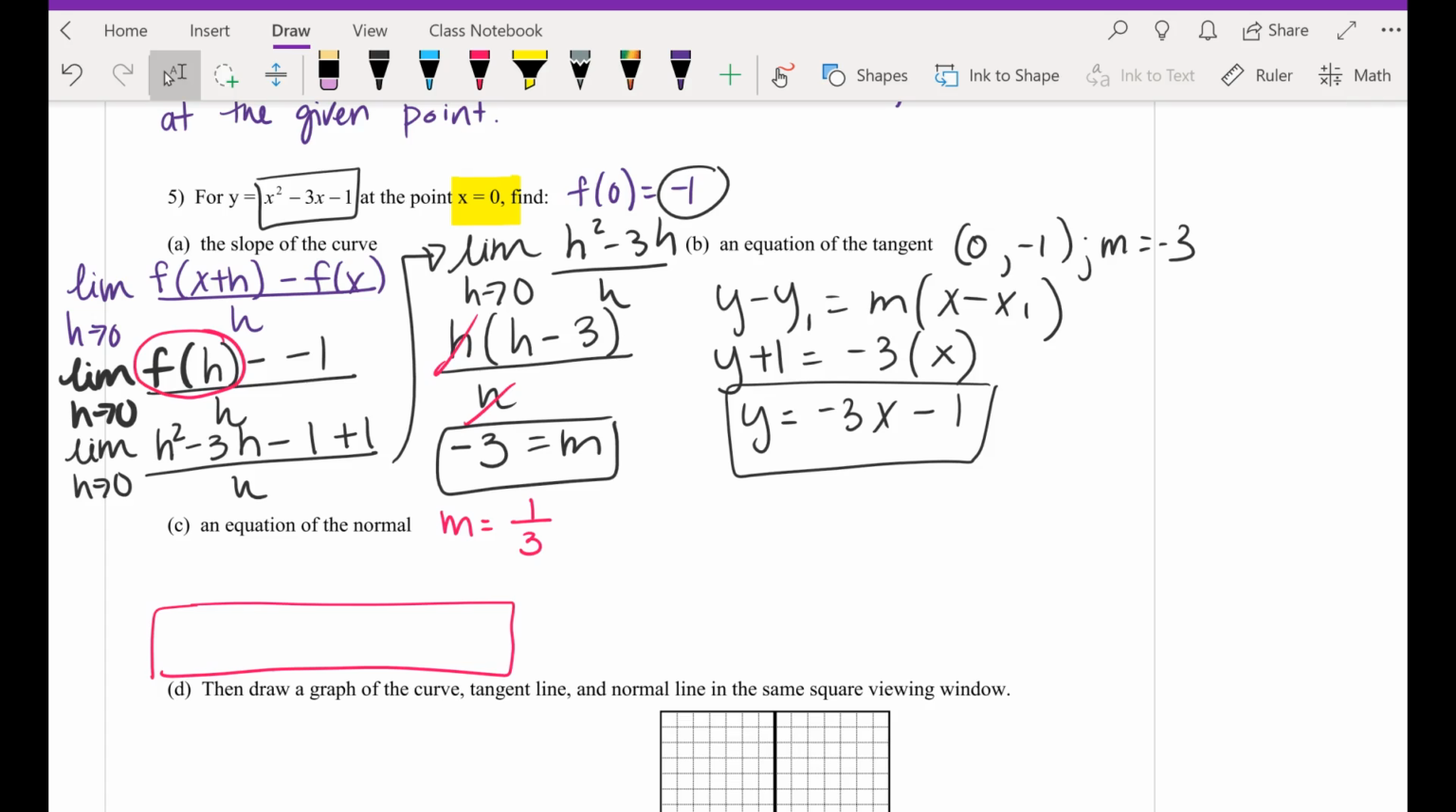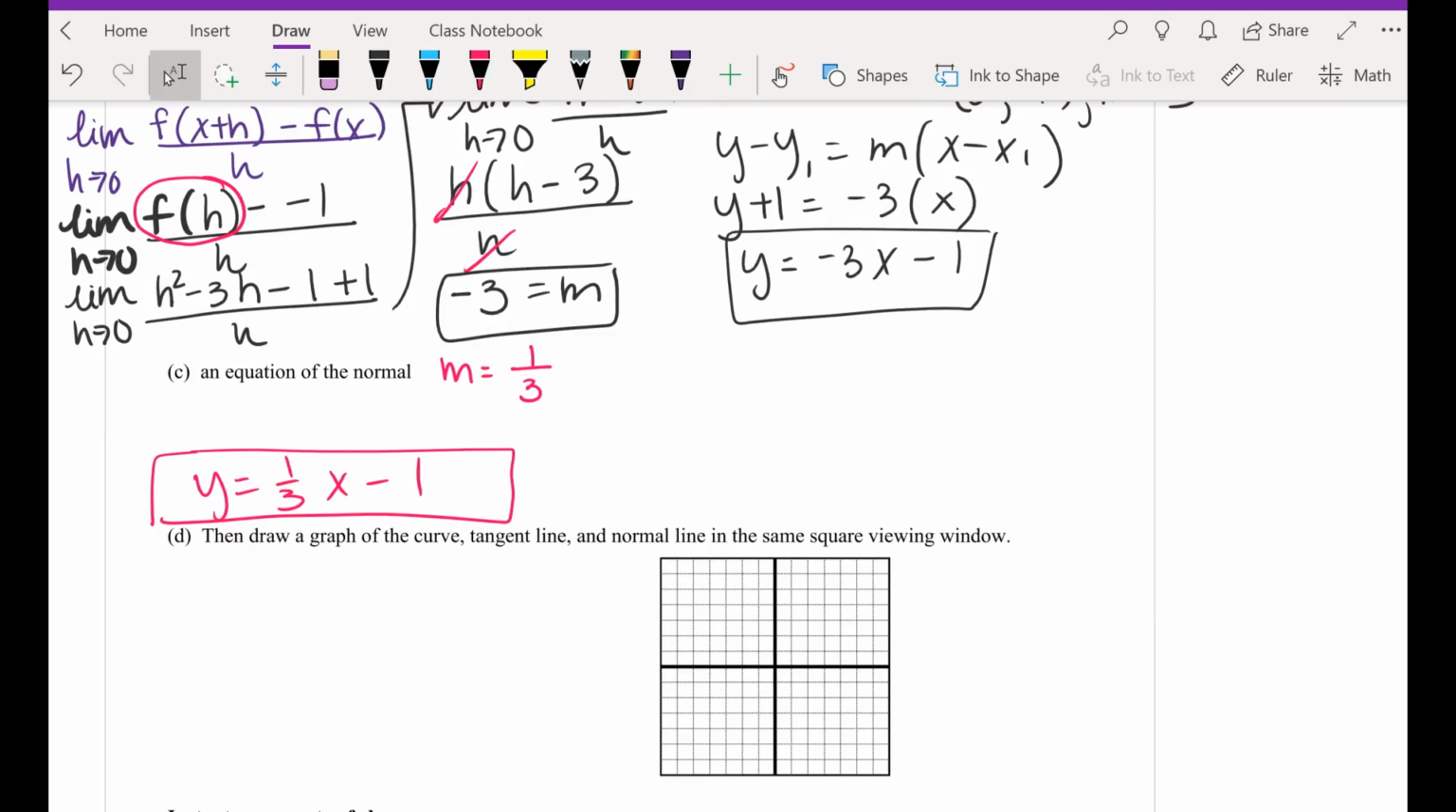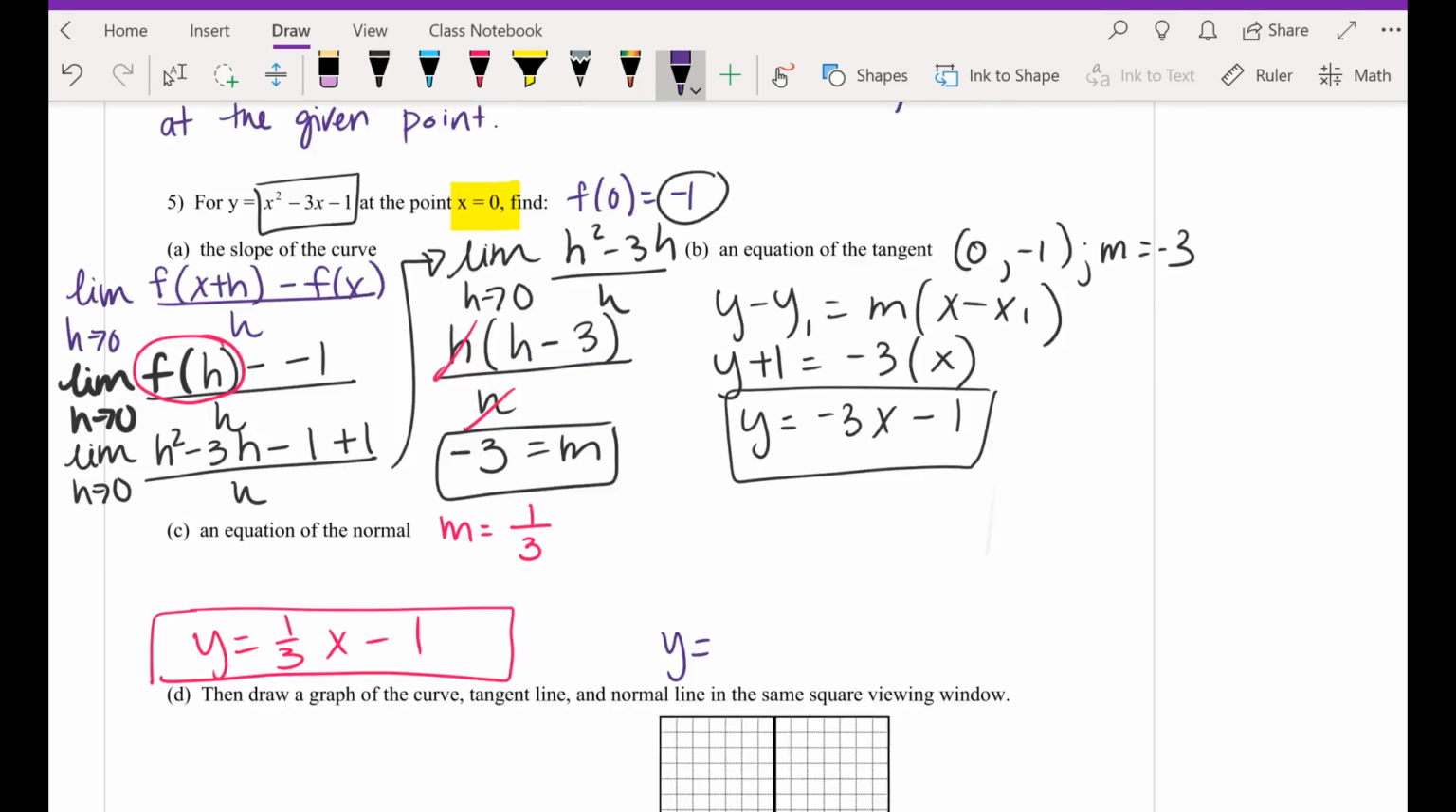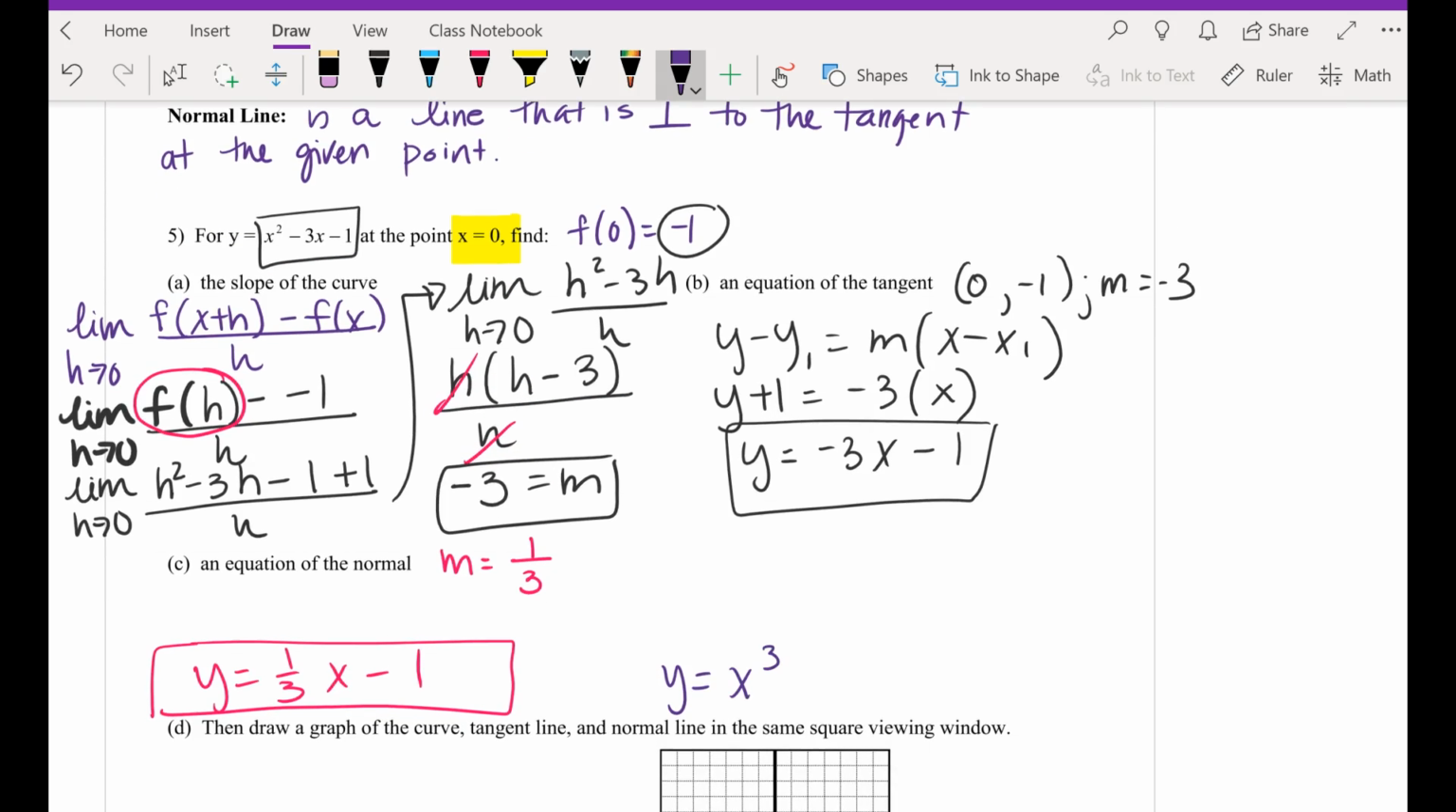Sophia, what's the normal line that you have? y equals 1 third x minus 1. Is that okay? Yeah, okay. D, we need to graph all three of those things. We're going to start with the curve. Let me copy the curve again down here so I can see. y is, what was y? x squared minus 3x minus 1. Okay, so there's the curve.